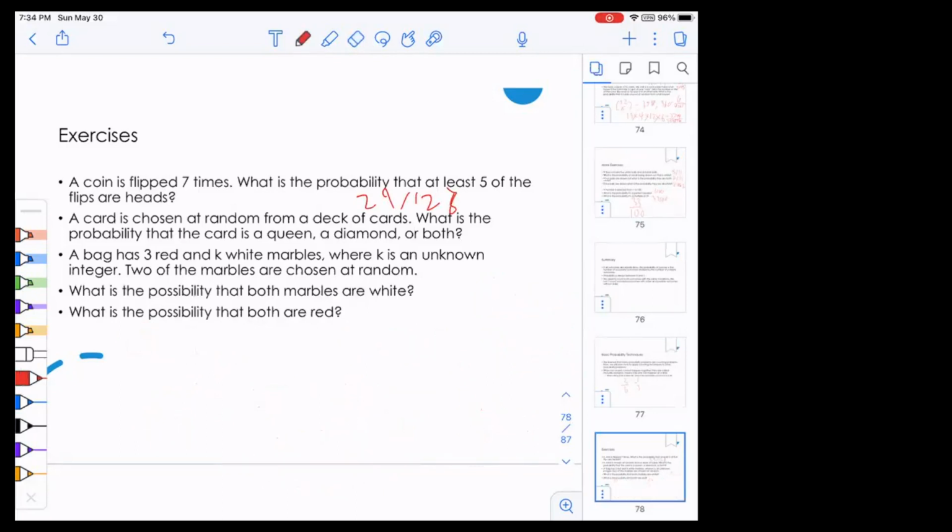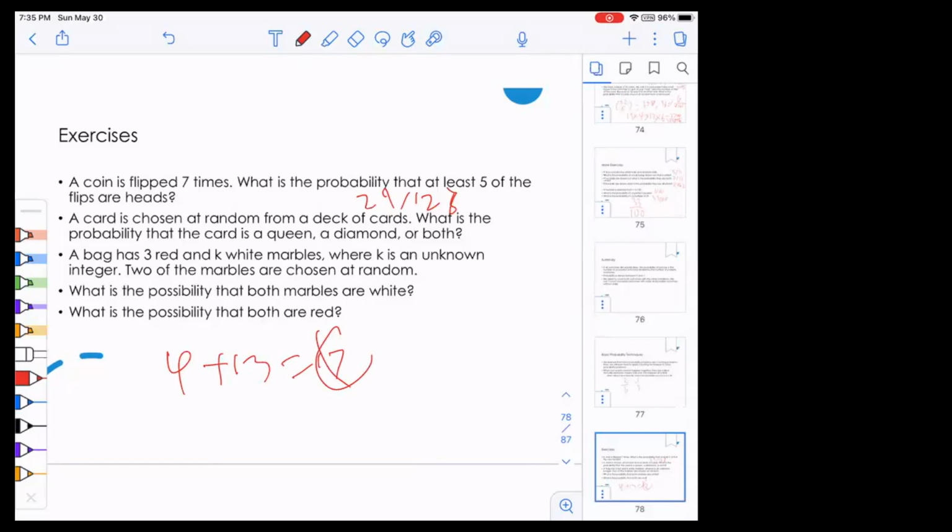Now the second one: a card is chosen at random from a deck of cards. What's the probability that the card is a queen, a diamond, or both? As I told you earlier, there are 4 queens and 13 diamonds in the deck. So you might think, since we have 4 queens and 13 diamonds, we add 4 plus 13 and get 17, right? But that's not the right answer, because there is 1 card that's both a queen and a diamond, and you're counting that twice.